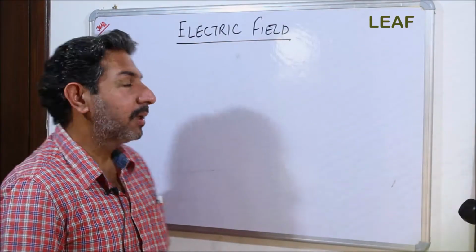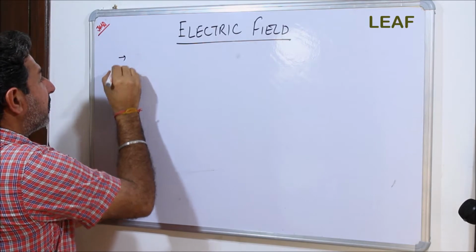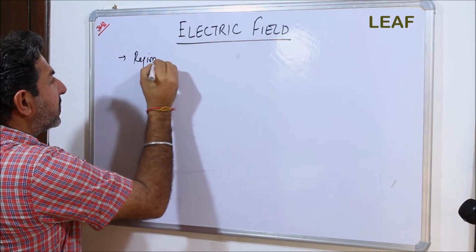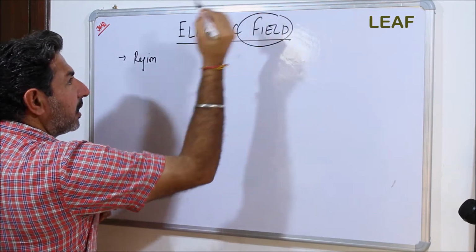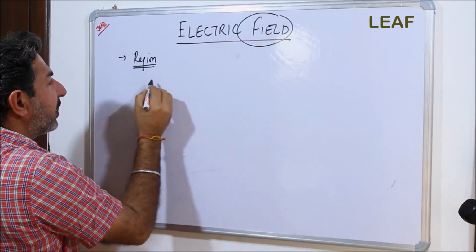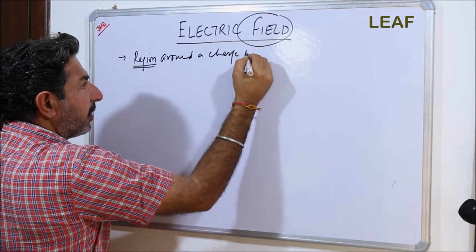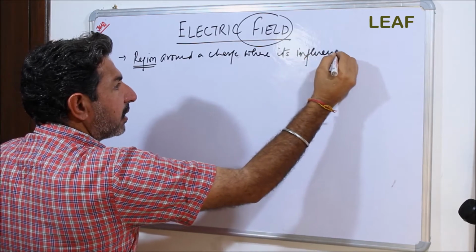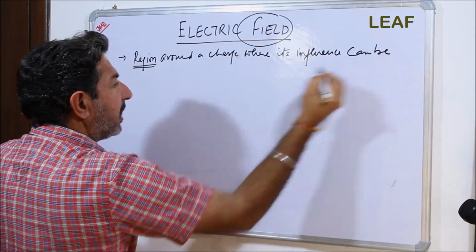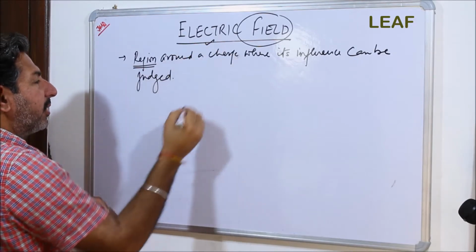Electric field. It is a region around a charge where its influence can be judged. It is a field which is defined in the form of a region. Region around a charge where its influence can be judged. That is electric field.